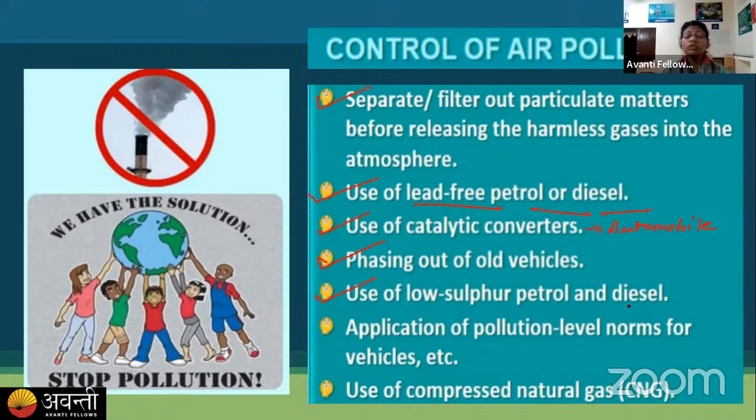Then we have to use low sulfur petrol and diesel. You can see petrol is found in two different forms, either super petrol or normal petrol. You have seen two types of pumps at the petrol pump, one serving normal petrol and one serving speed petrol. The speed petrol has the sulfur content. Try to avoid the use of speed petrol. Instead, try to use normal petrol, which helps us reduce pollution. Then we also have to follow the pollution norms directed by the government, so that we are not going to violate any rule.